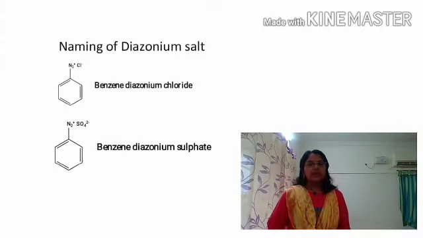They are named by adding the word diazonium to the parent aromatic compound to which they are related, followed by the name of the anion. Suppose our example is C6H5N2+ Cl−. Then it can be named as benzene diazonium chloride. Another example is C6H5N2+ SO4 2−. Then it can be named as benzene diazonium sulfate.